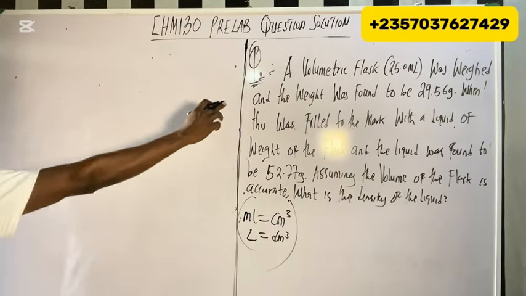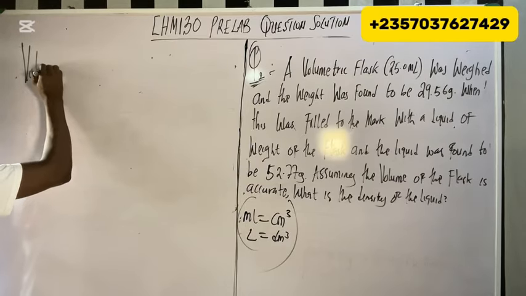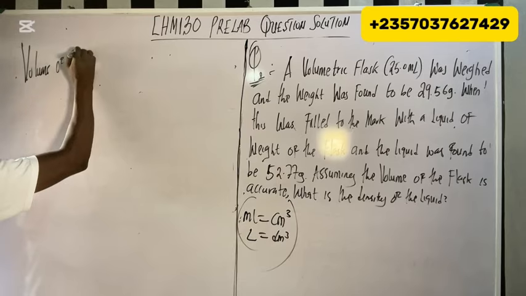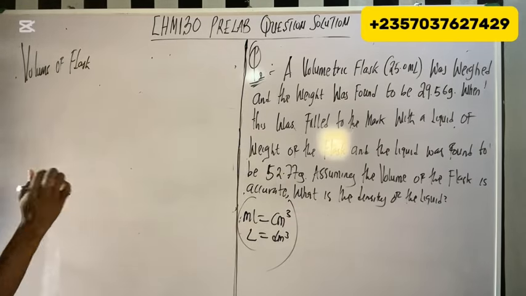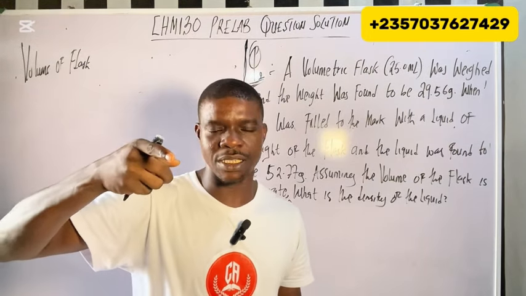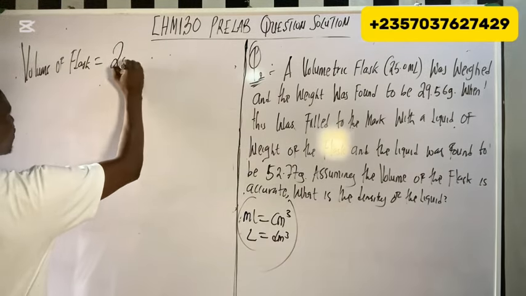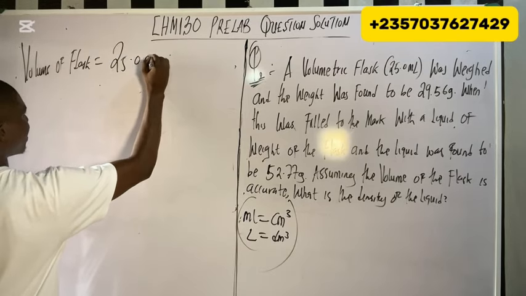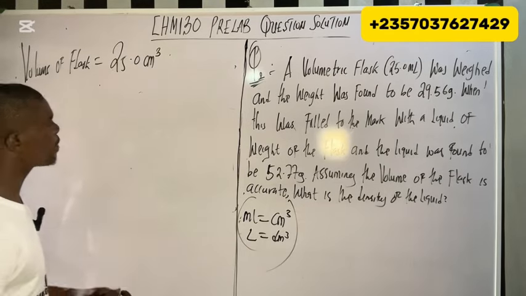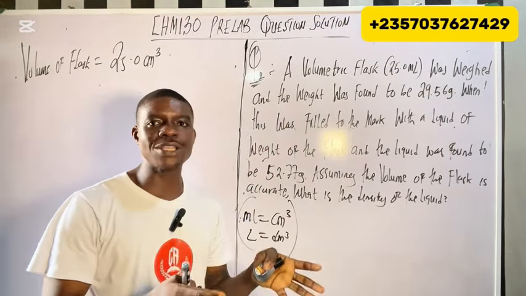Now, volume of flask. For those of you who have attended my CHM130 practical, this should be very easy for you because we have done it. So volume of flask is 25.0 cm cube. We also have the mass of empty flask.